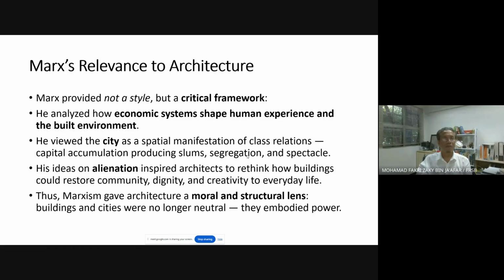Okay. Again, we go back to Marx's relevance to architecture. Marx provided not a style but a critical framework. He analyzed how economic systems shape human experience and the built environment. He viewed the city as a spatial manifestation of class relations, capital accumulation, producing slums, segregation, and spectacle. His ideas on alienation inspired architects to rethink how buildings could restore community, dignity, and creativity to everyday life. So, Marxism gave architecture a moral and structural lens. Buildings and cities were no longer neutral, they embodied power. So, this is something that is of concern to Marx and the socialists.